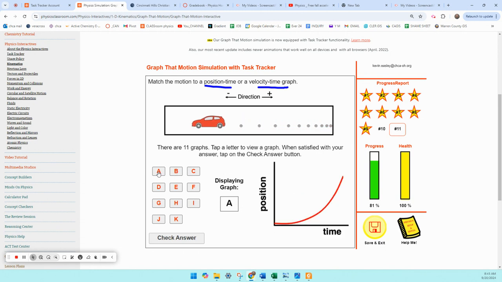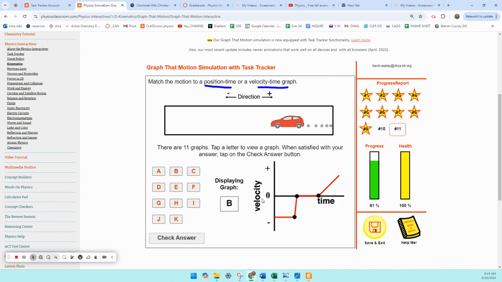So as you click through here, you're going to notice position time graphs and also velocity time graphs. You're going to have to be bouncing rapidly back and forth between those. And so let's start out here. We're looking for something moving in the negative direction, but also accelerating. This is a constant rate of acceleration here, position time, but this would be moving in the positive direction, so it's not going to be this one.